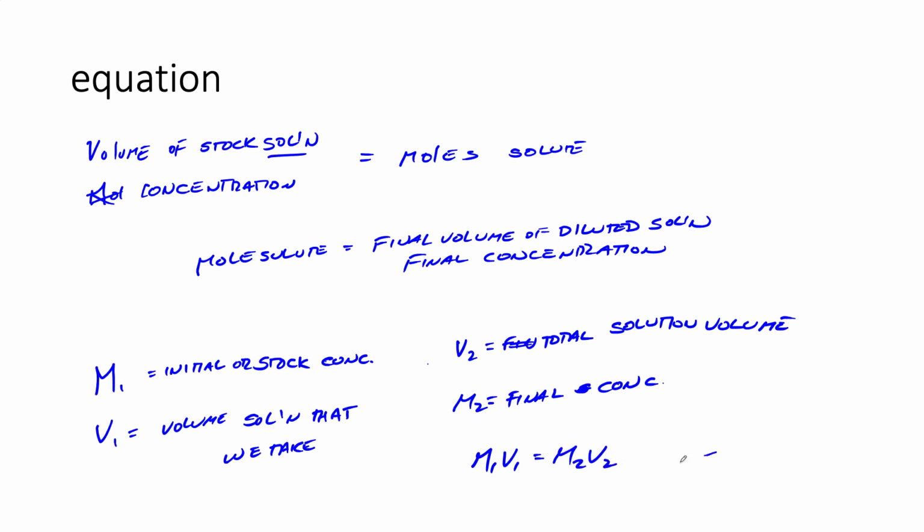And sometimes you may see it as Mi Vi is equal to Mf Vf. So, something to that degree. But basically, we're multiplying the first concentration times the volume that we take out. This is chemistry, not physics. And then that's equal to the product of our diluted solution concentration and our final volume. So basically this is the moles we take out and the final moles we have. They're equal to each other. And this is what we mean by that equation.